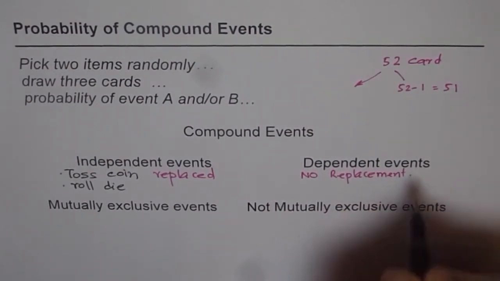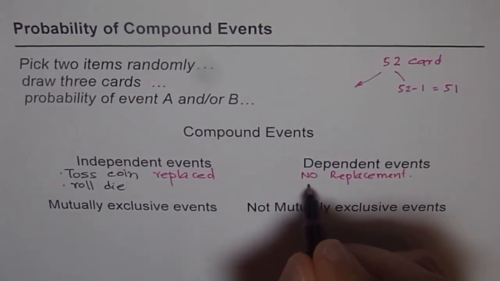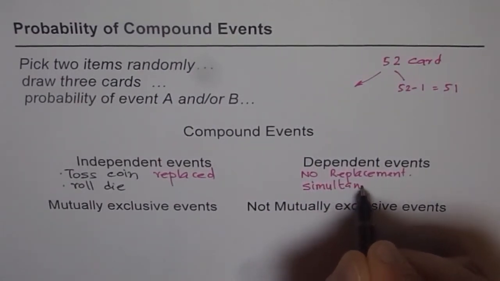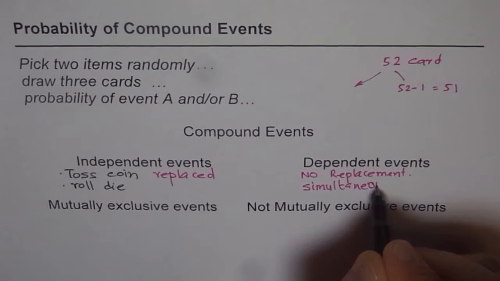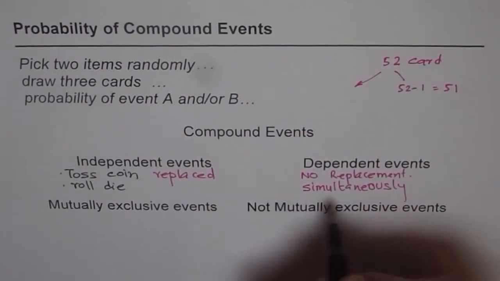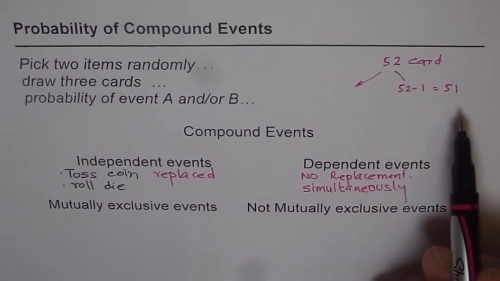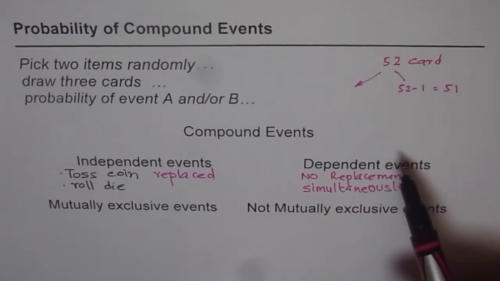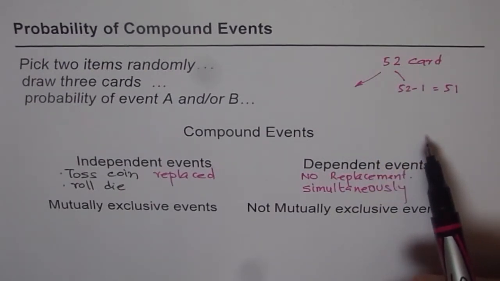dependent event, right? Or if I do it simultaneously, that means there is no scope of replacement. I just draw two cards. Then I will have to consider that I picked one first and the second next.